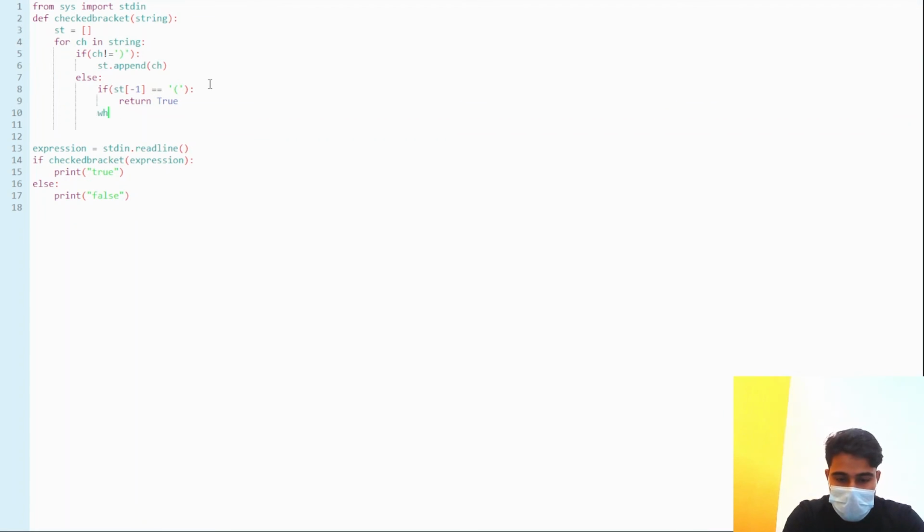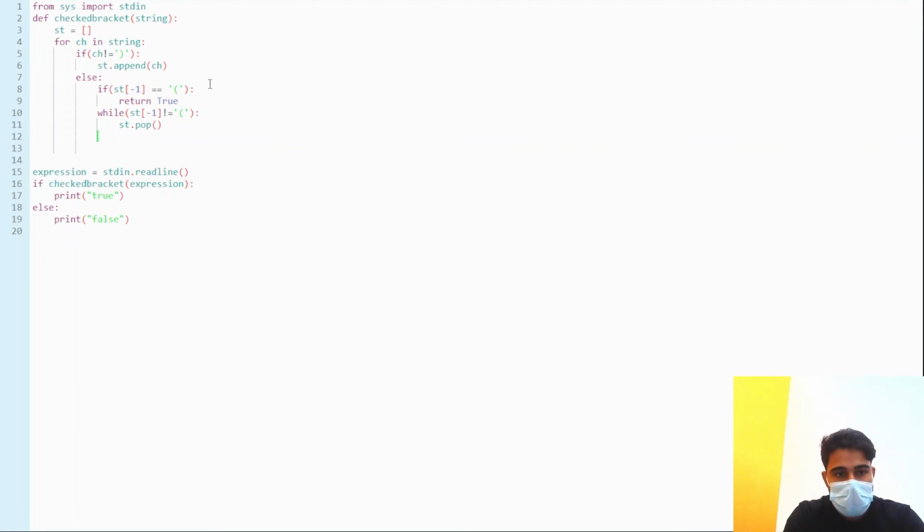Else what I will do, I will start popping the elements from the stack while stack[-1] is not equal to the opening bracket. Until I encounter the opening bracket, I'll just pop from the stack with stack dot pop. Okay, and at last I just need to pop one more element, so I'm popping it, and I'll just return false at the end. Return false. Okay, so that's the code of this question. I hope you get it.